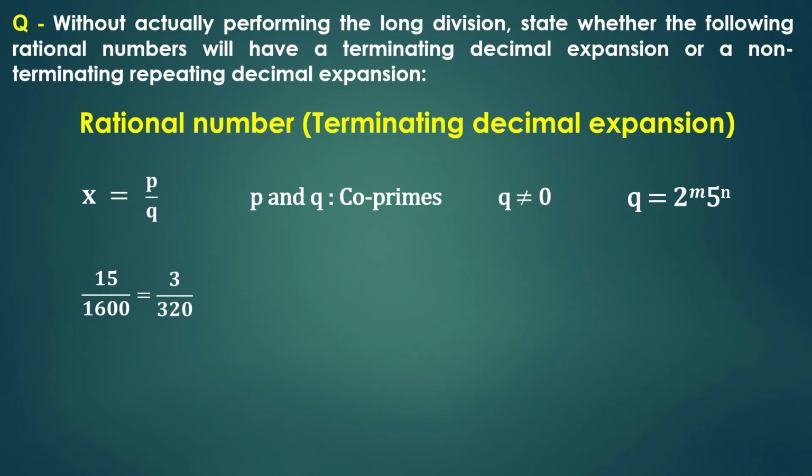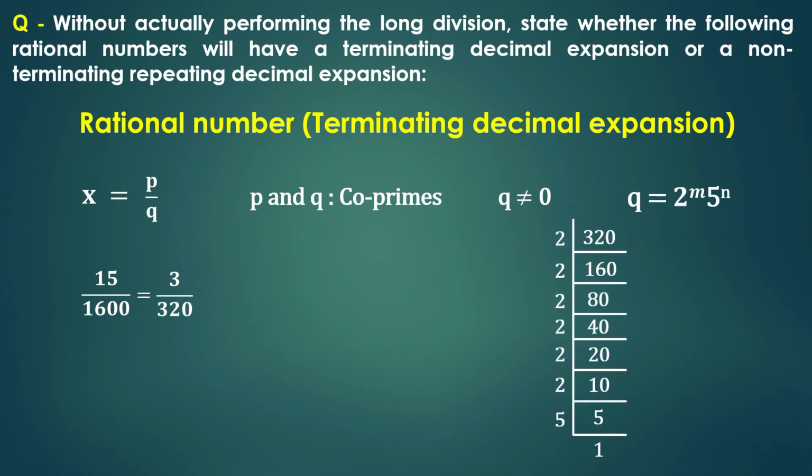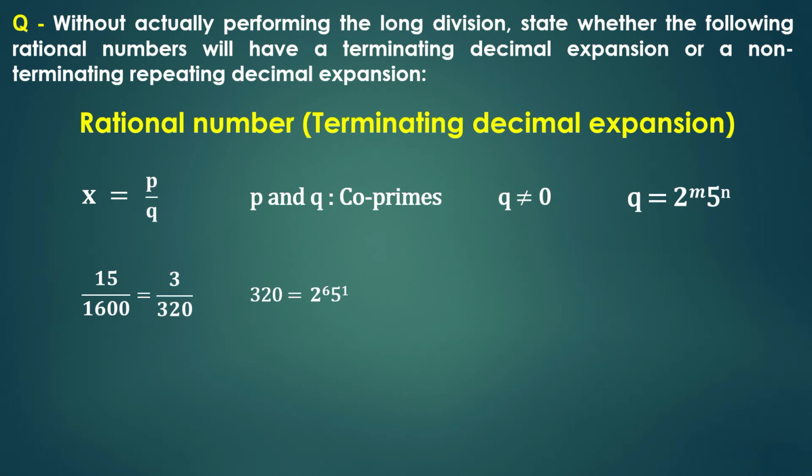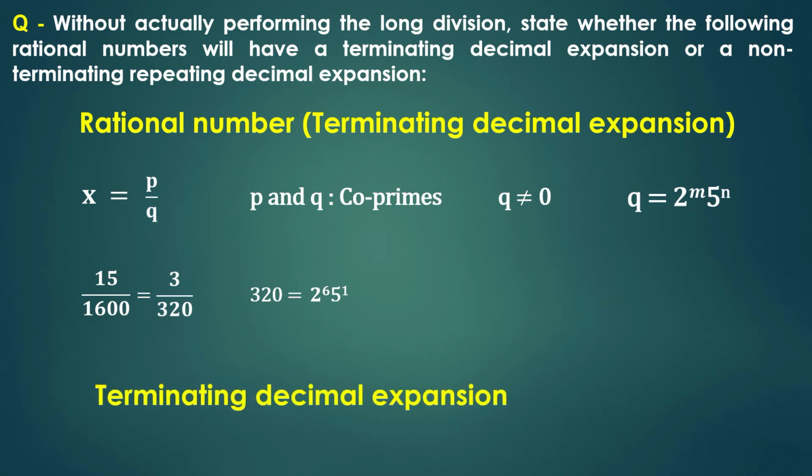So now we can check whether q is in the form 2 to the power m into 5 to the power n. The prime factorization of 320 is as follows. In the prime factorization of 320, 2 appears 6 times and 5 appears once. So it can be written as 2 to the power 6 into 5 to the power 1. We can see that this number is in the form 2 to the power m into 5 to the power n. Therefore, we can conclude that 15 by 1600 is a terminating decimal expansion.